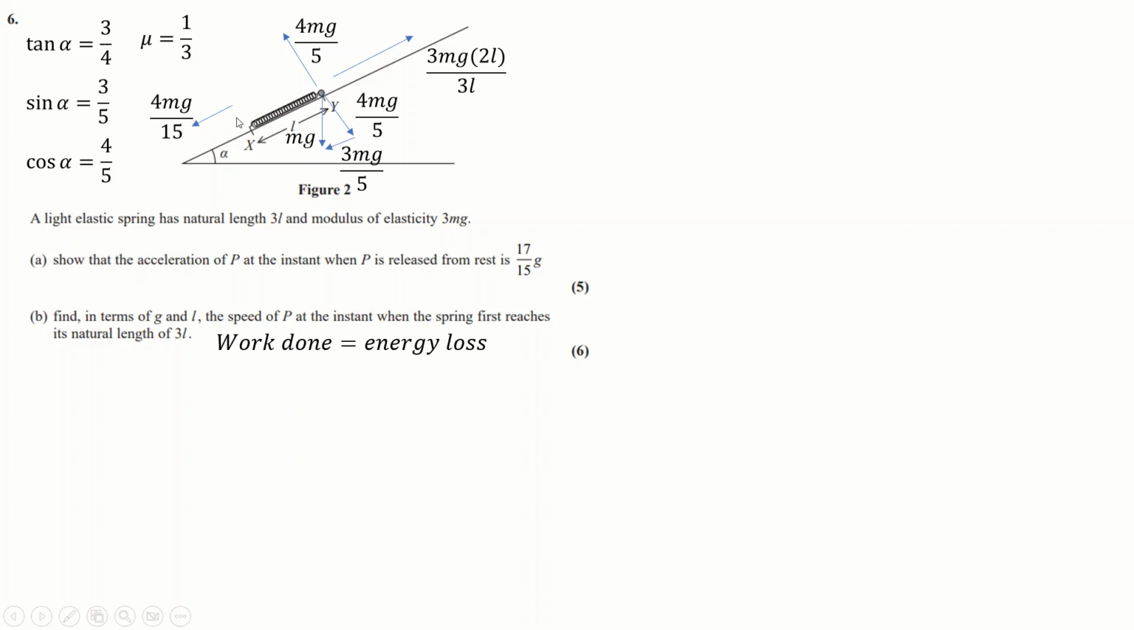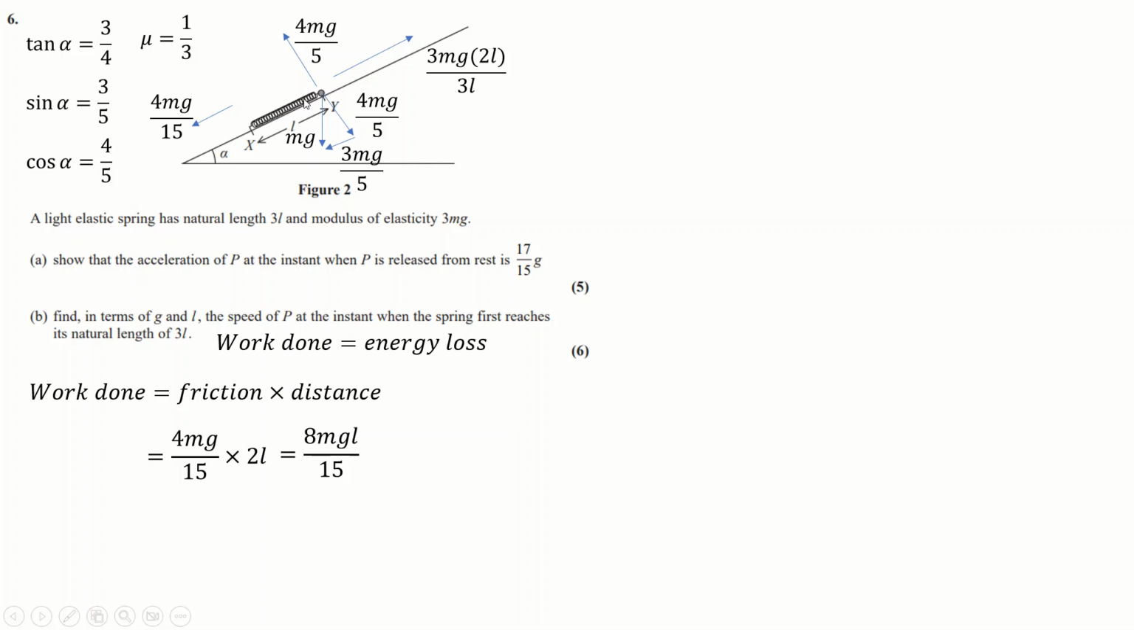So the work done is the frictional force times the distance that it applied for. Now, the spring went from L to 3L, so the distance is 2L upwards, or parallel to the plane, 2L. So the work done is this times by 2L, which is this. Now the energy loss, there are 3 types of energy going on here.